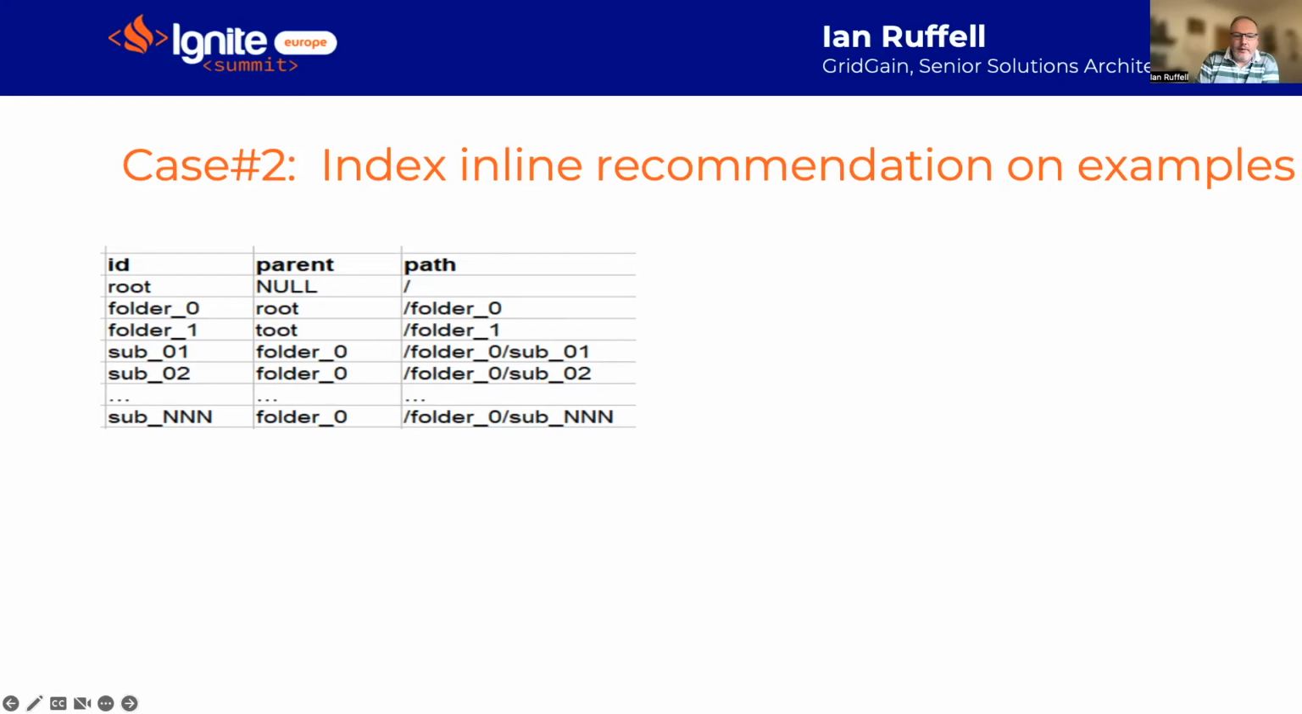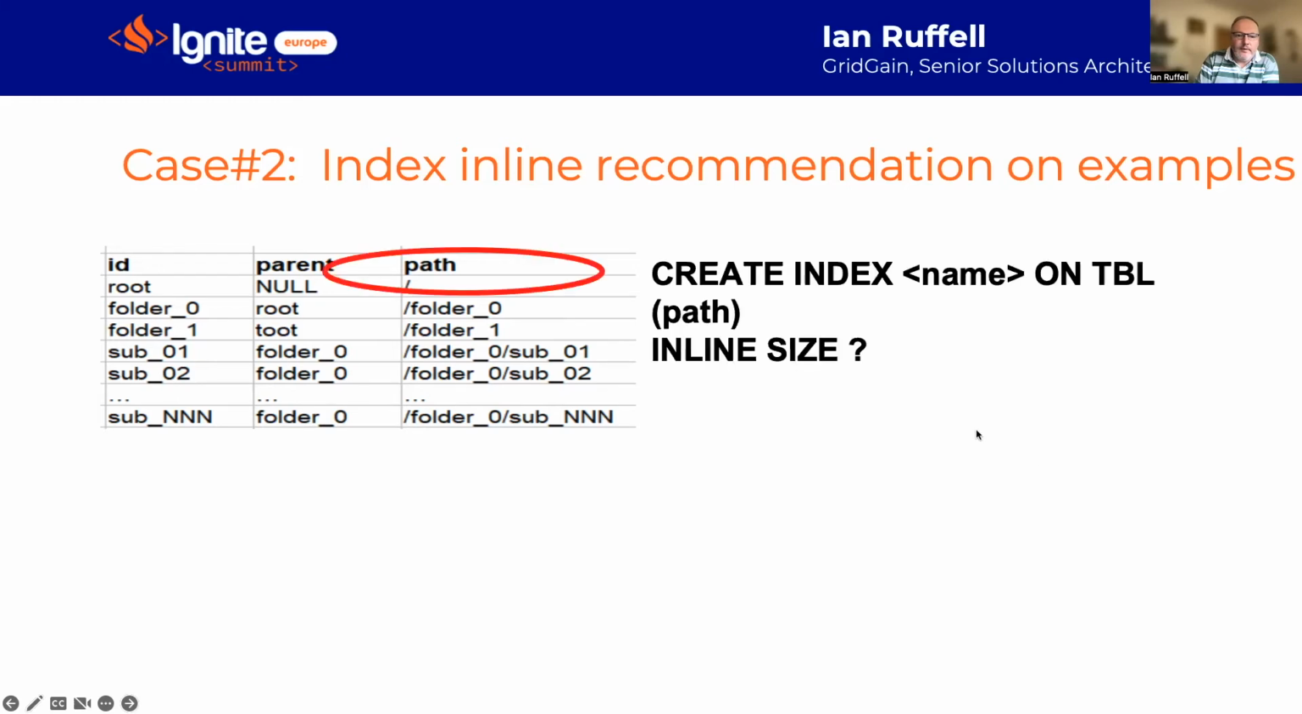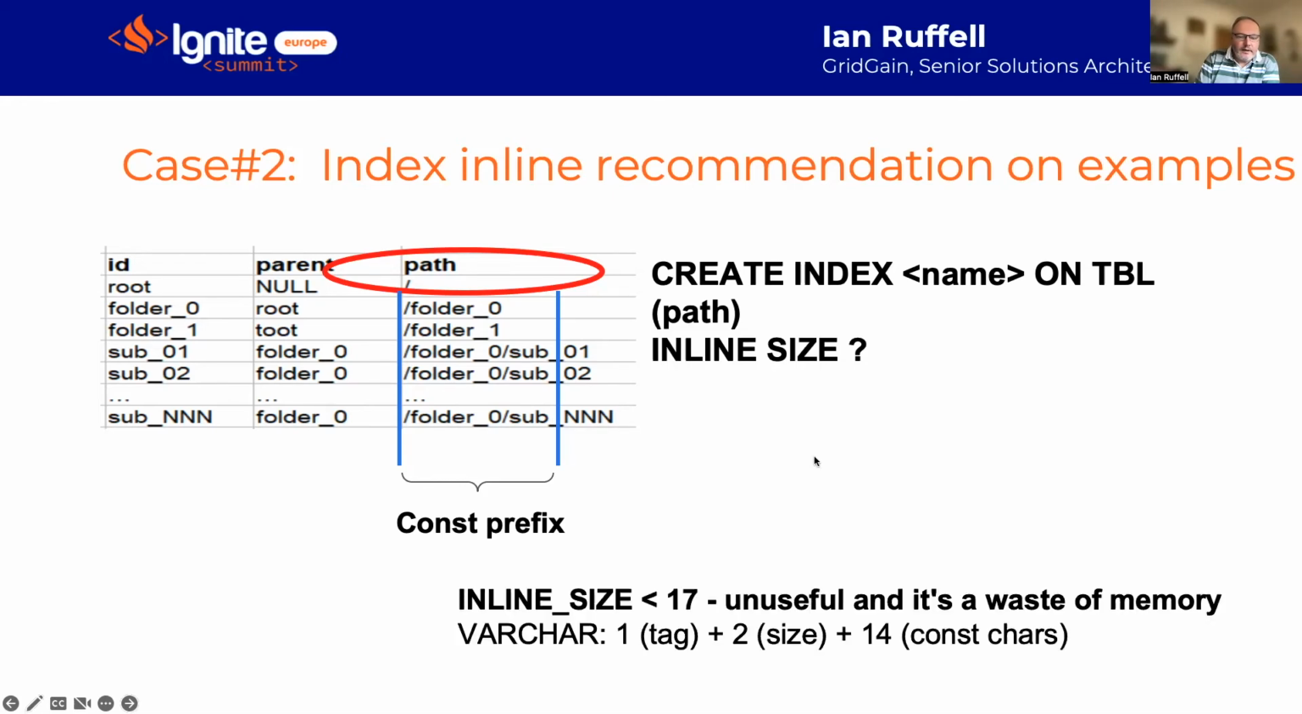If you need to store file path information, for example, we're going to create an index on this path column in our table, but what size should we use? There's a constant prefix here, which is folder 0, folder 1. An inline size of less than 17, that's 1 for the tag, 2 for the size, and 14 for the actual text, won't be very useful, and it's going to waste a lot of memory.